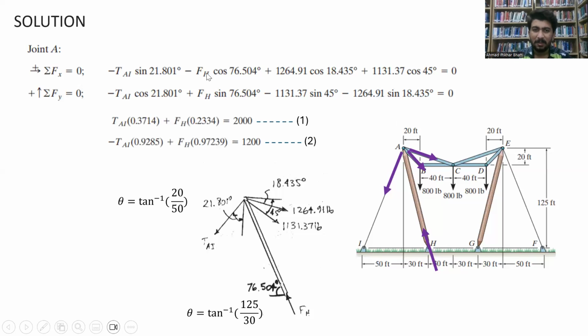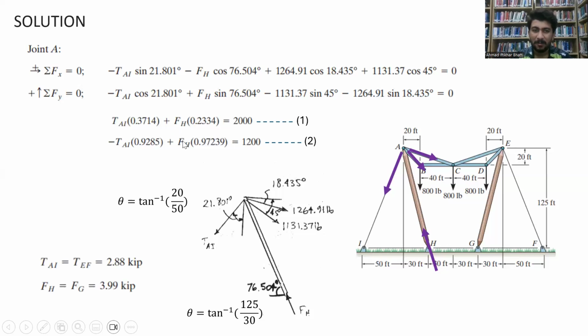And when we simplify these two terms, then we get the tension in the cable AI with a force of 0.3714 pounds. And we have the support reaction at point H with 0.2334 force. And it is equal to 2000. And same for the other equation.